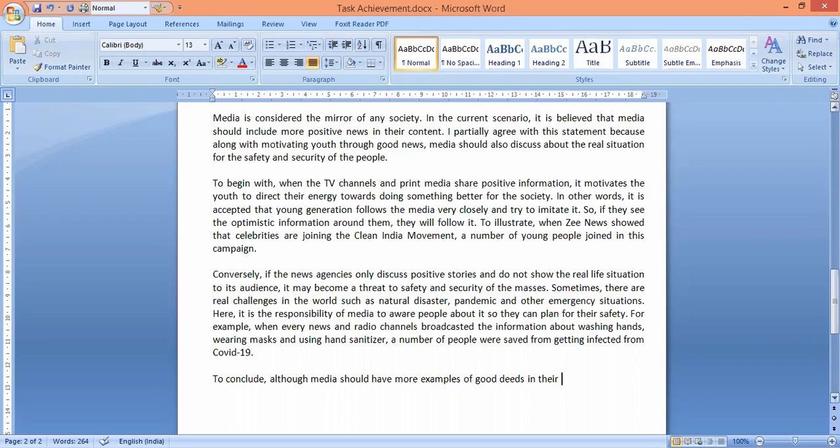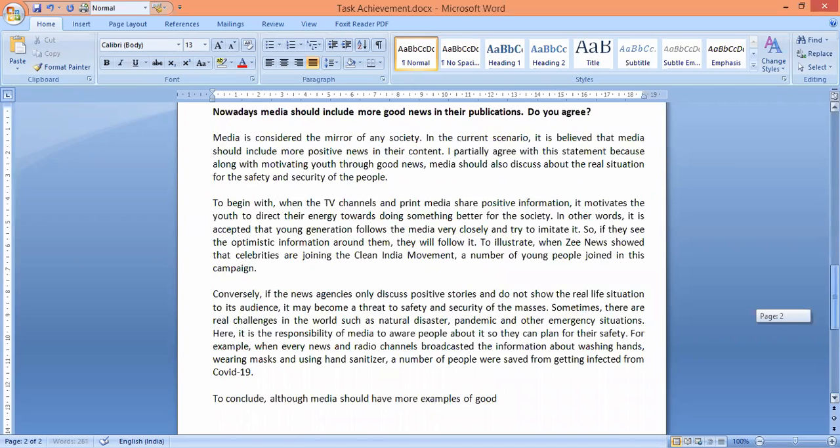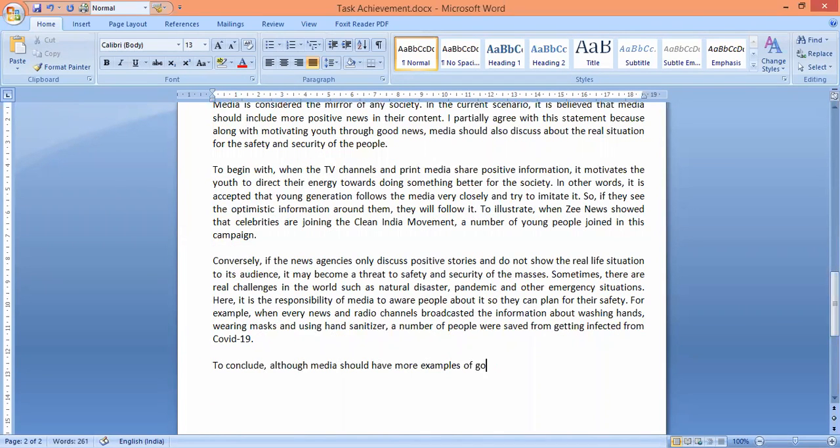Although media should have more examples of positive optimism. What can be the other word? Affirmative. Sorry? Affirmative. Affirmative is a bit not that accurate here. To conclude, although media should have more examples of optimism.